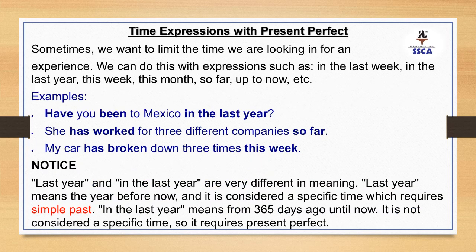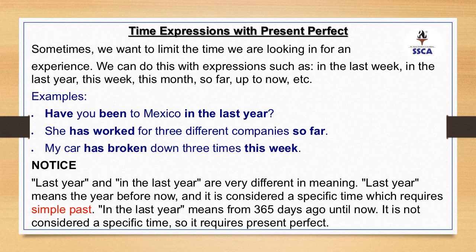Time expressions with present perfect. Sometimes we want to limit the time we are looking in for an experience. We can do this with expressions of time such as in the last week, in the last year, this week, this month, so far, up to now, etc. With these kinds of time expressions, we can limit the time period.